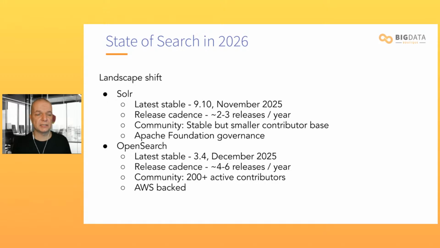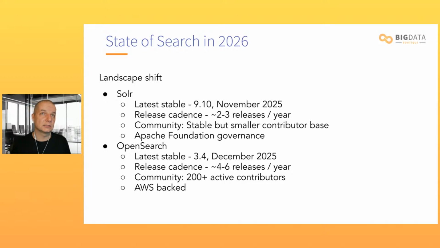However, the release cadence is slightly different. We have around 2-3 releases, like 9 point something releases, from Solr, and we have 4 to 6 releases a year from OpenSearch, at least on average. We have a bit higher community. The community for Solr is quite dedicated, but smaller, stable, doesn't grow or shrink that much. But when it comes to the community on the OpenSearch side, we have more than 200 contributors at the moment.